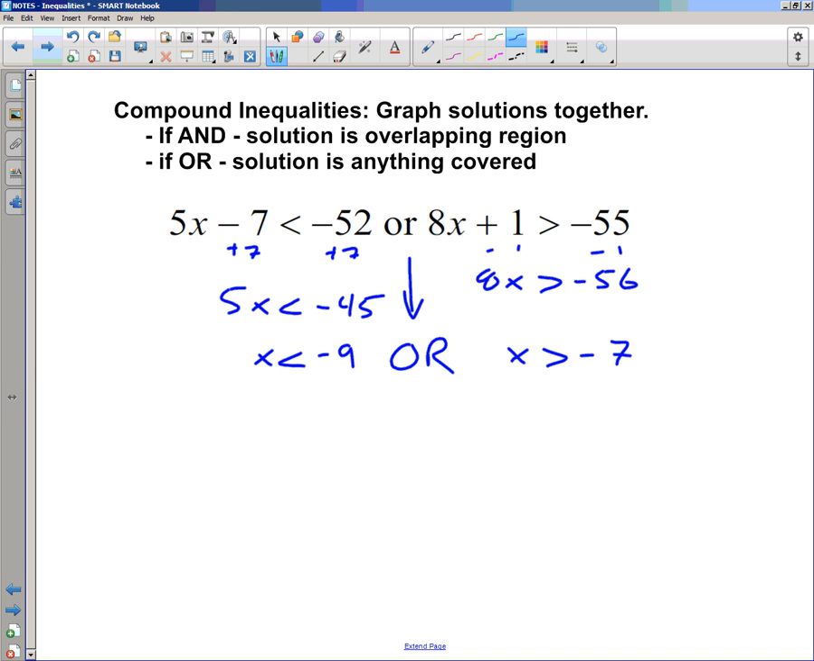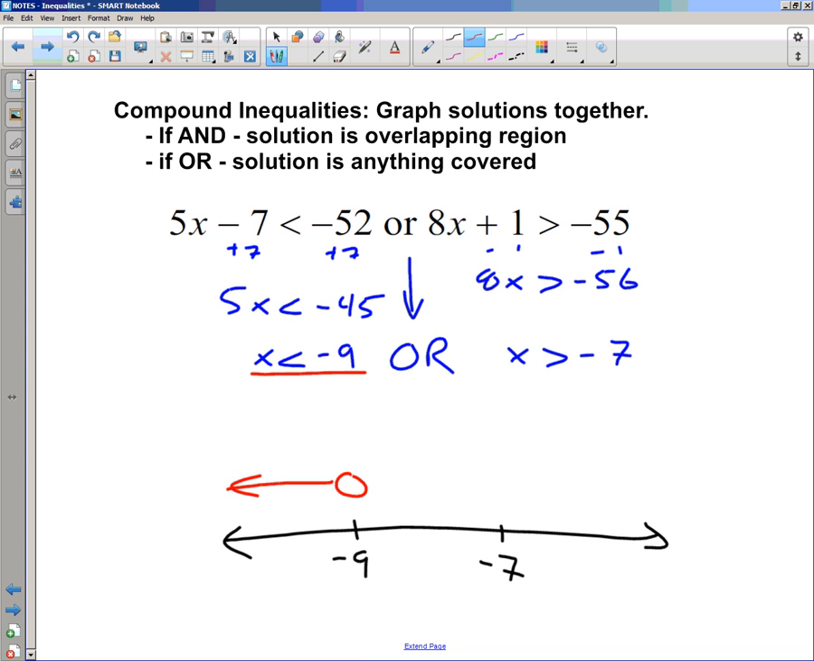So I'm hoping you got x less than -9 or x greater than -7. All right. We're going to graph these now. Let's get -9 and -7 in the correct place on the number line. So the smaller one should go to the left. -9 is the smaller of the two. -7 is the bigger. We've got one inequality telling us that x is less than -9, one inequality telling us that x is greater than -7, and we're going to keep anything that's covered by either one of these.